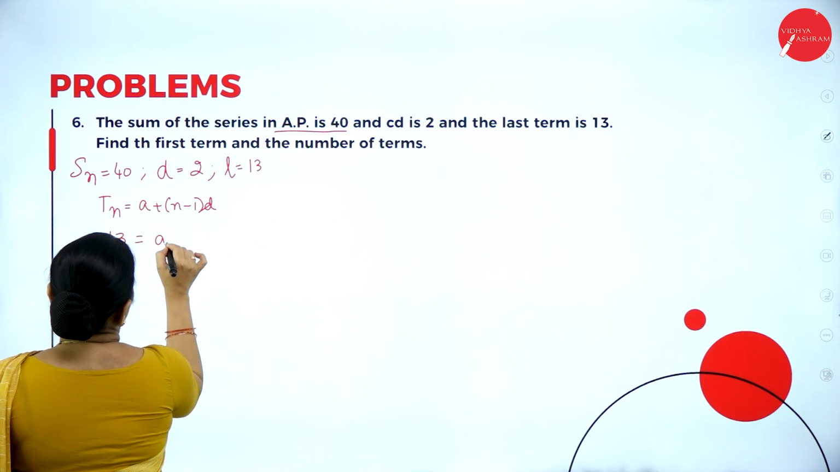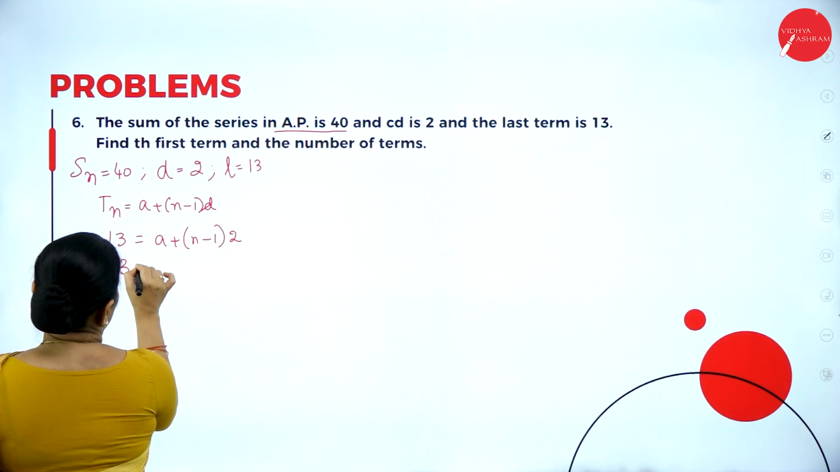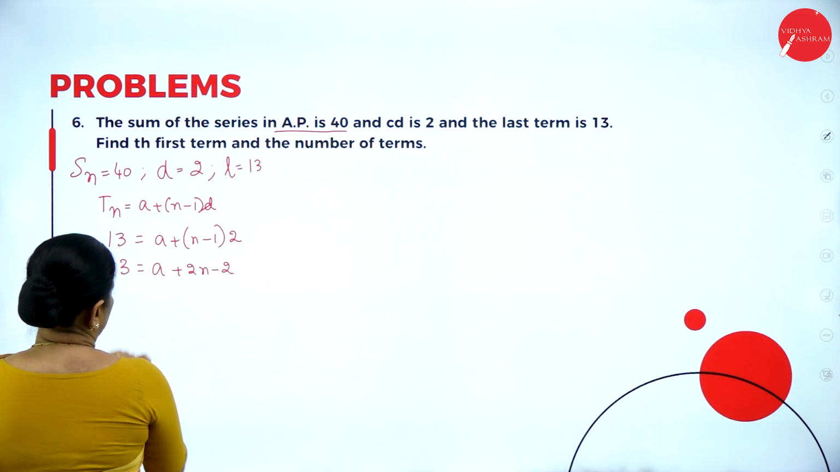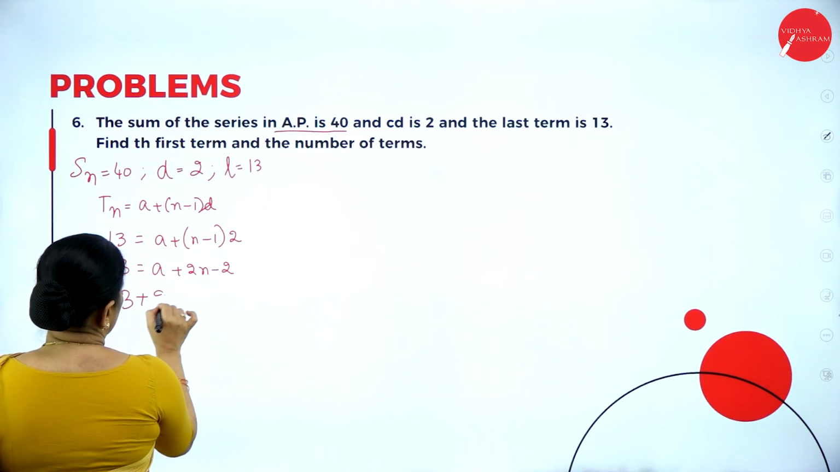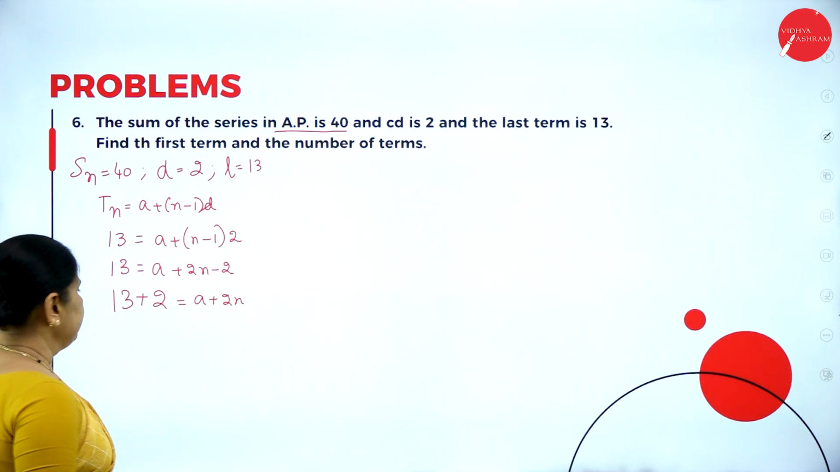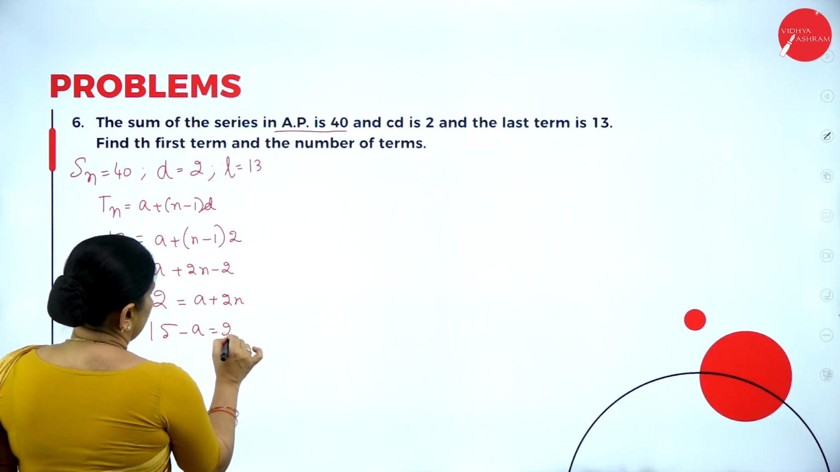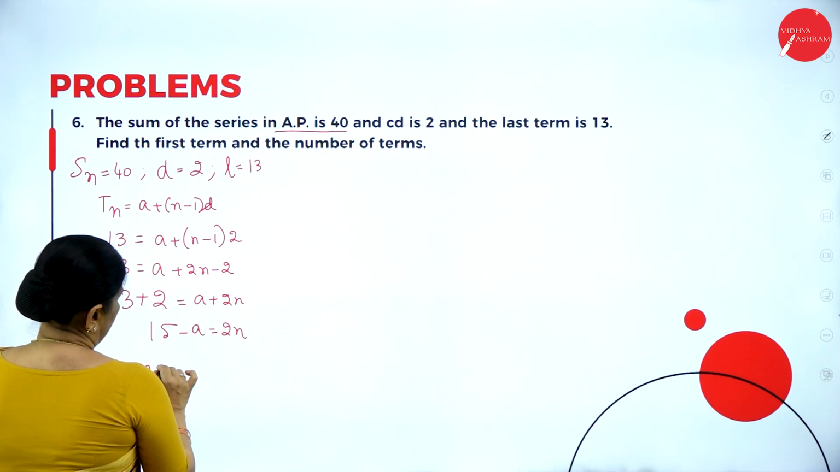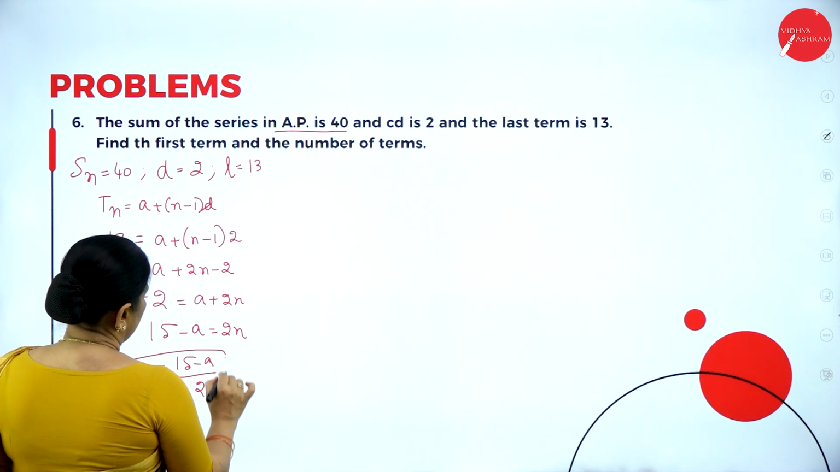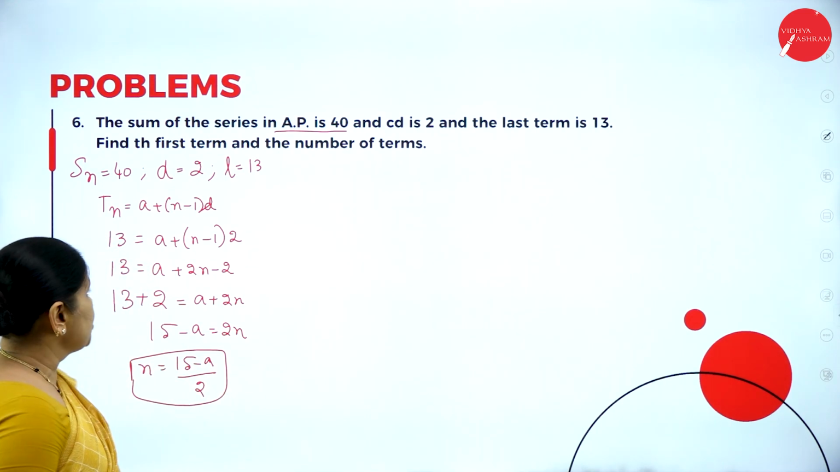So, 13 equals A plus n minus 1 into 2, or 13 equals A plus 2n minus 2. 13 plus 2 will be equal to A plus 2n. So 13 plus 2 is 15 minus A equals 2n. N will be equal to 15 minus A divided by 2.